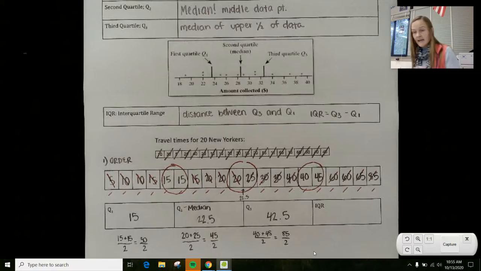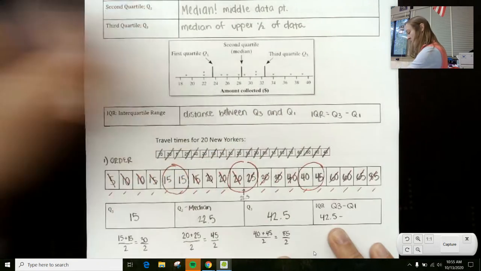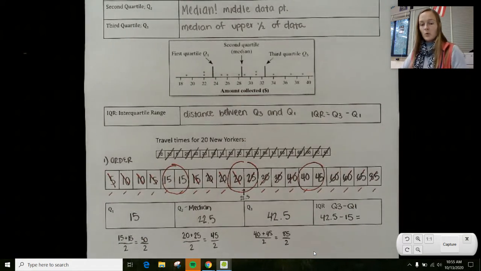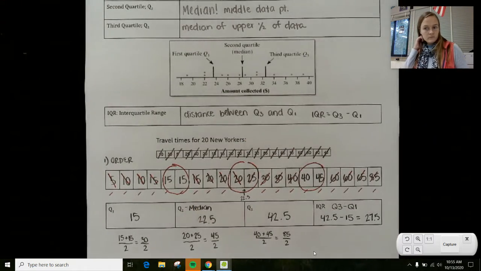Now my IQR, again, is Q3 minus Q1. So that's 42.5 minus 15. Go to your calculator, 42.5 minus 15, and I get 27.5. So there's your example of finding Q1, Q2, Q3. Always start with the median, then do the two sides. Order it, find the median of the two sides.